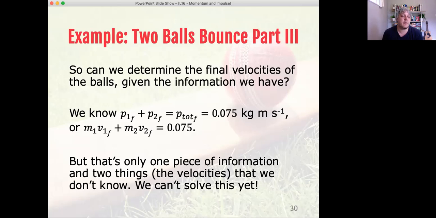We know that statement is true. But that's only one bit of information, and we've got two things we don't know. That's v1f and v2f. We don't know either of the final velocities. So we can't actually solve this. All we can say is the final total momentum will be the same as what that initial total momentum was, but we can't solve it yet. We would need one more piece of information. We would need to know either v1f or v2f, and then we could figure out the other one.